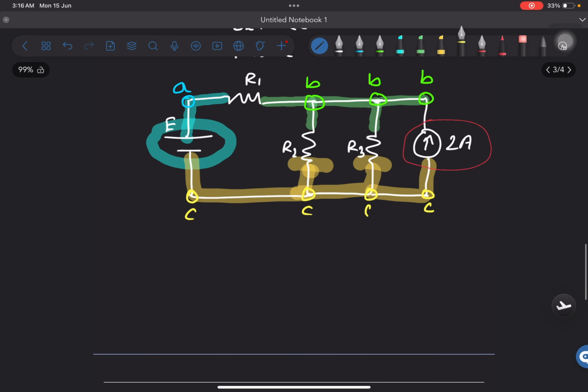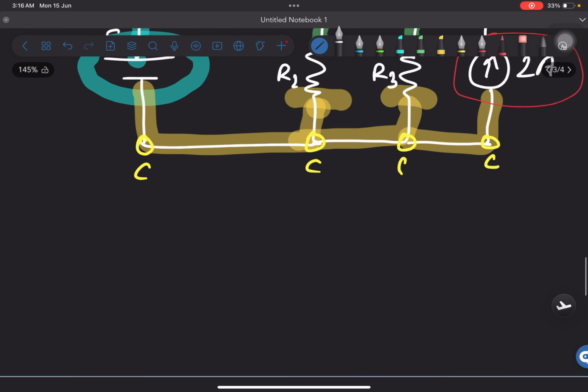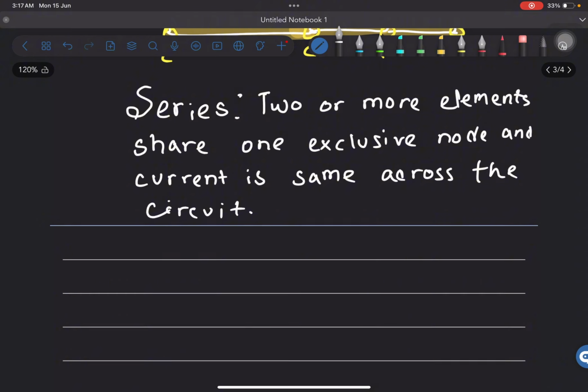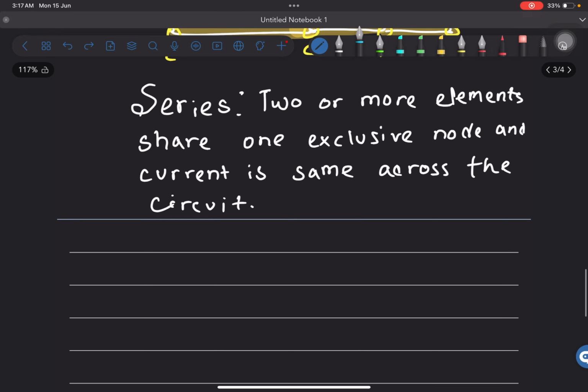Now, let's come to the topic of series and parallel. So when is a circuit called a series connection? You might tell me, what the heck did you just write? What do you mean by exclusive over here? And what is happening over here? So just be patient. You'll understand this at the end. But just keep this in mind for now. You don't have to understand this. We'll explain it at the end.